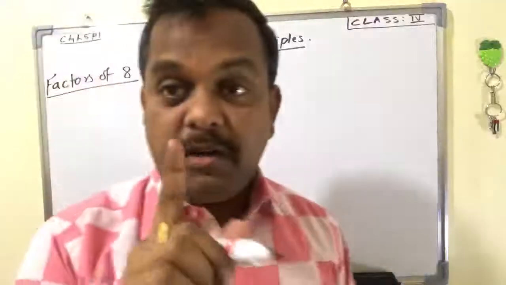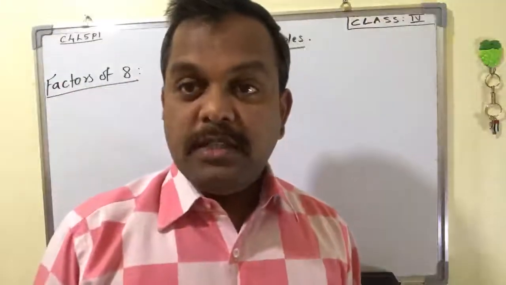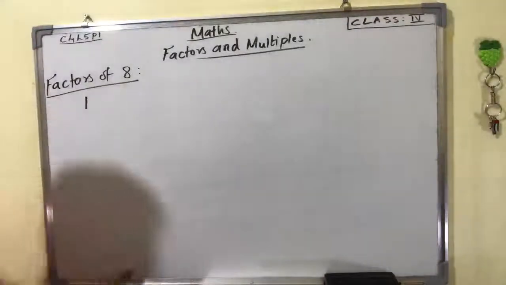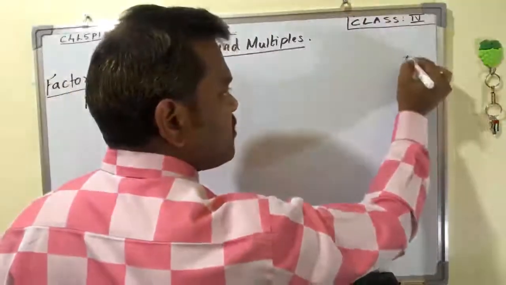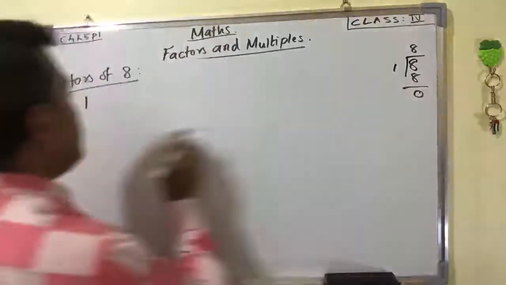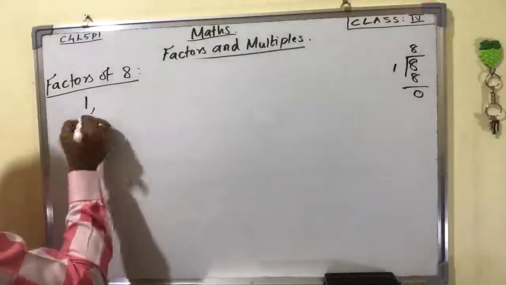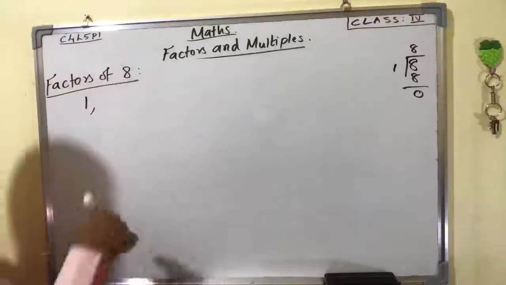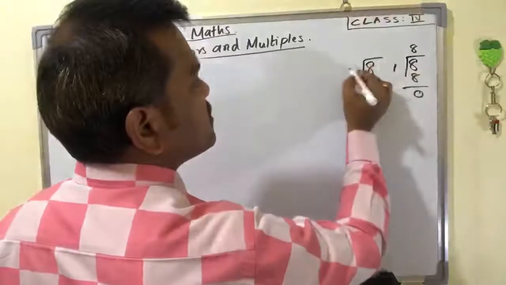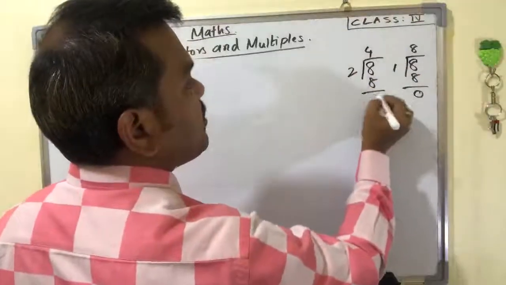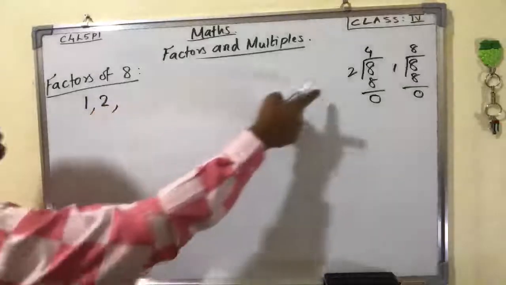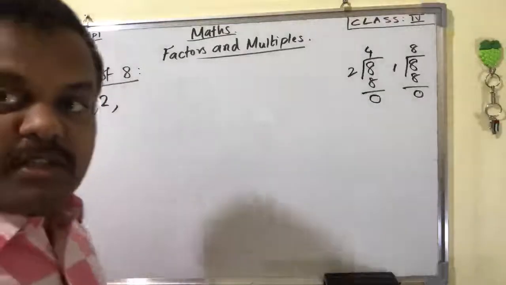1 is a factor of all numbers. So 1 will divide 8 without leaving any remainder. 8 by 1: 8 1 is 8, balance 0. So 1 is a factor of 8. Next, check with 2. 8 by 2: 4 2s are 8, balance 0. So 2 will divide 8 without leaving any remainder. 2 is also a factor of 8.